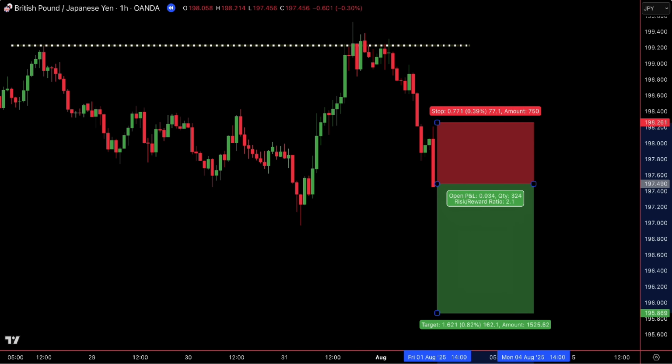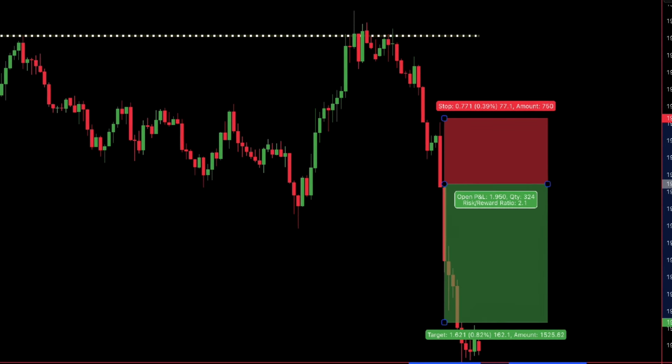Entry at the close of the breakout candle, stop loss just above the second chance candle, and target at the next support level. And look at what happened next. Price continued lower and hit our target exactly as planned. This is why I love the second chance candle. Even if you miss the first move, you still get a clean way to join the trend with confidence.